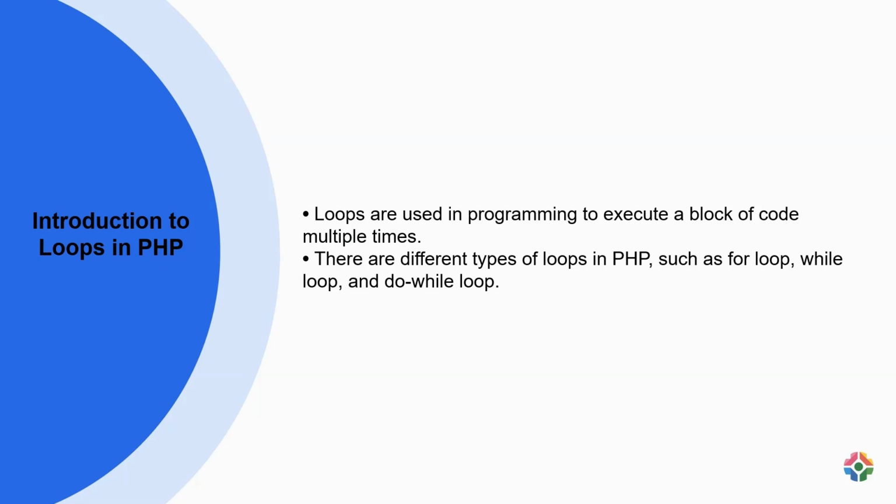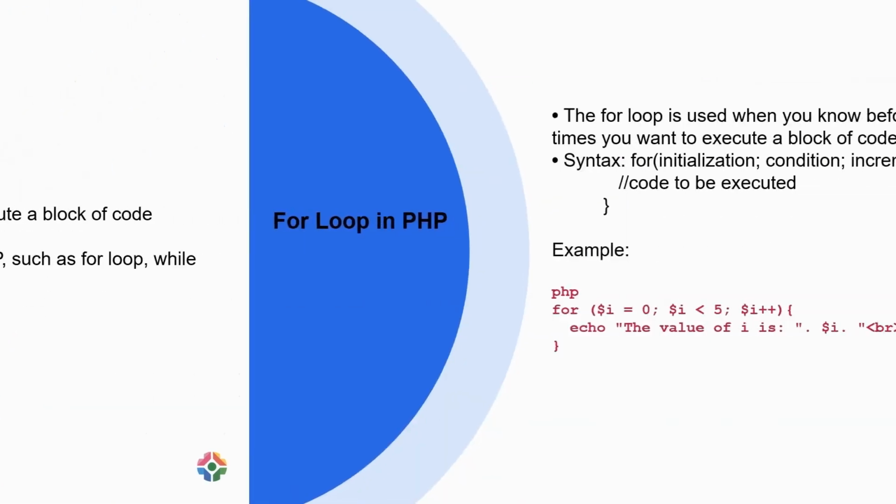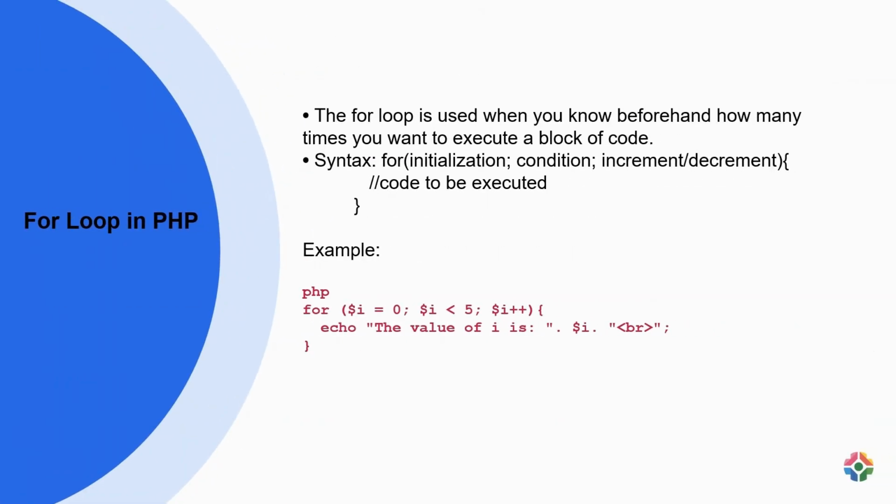For instance, in a scenario where you need to process items in an array one by one, a for loop could iterate through each element. Conversely, a while loop might continuously read data until a specific condition, like reaching the end of a file, is met. The for loop is suitable for situations where the number of iterations is predetermined.